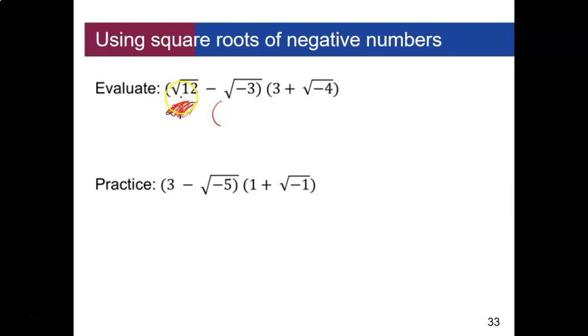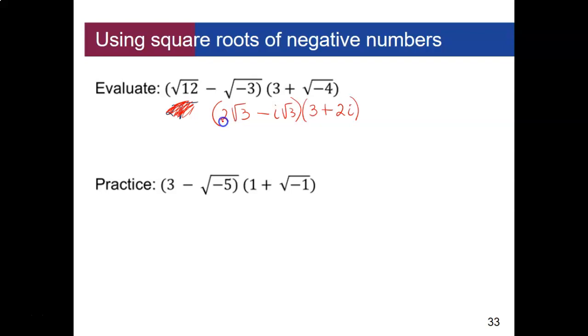So if I'm looking at the square root of 12, this goes back to simplifying radicals. So this is going to be 2 on the square root of 3. This one is going to be, we've got the negative, so it's going to be i on the square root of 3. We'll keep the 3. And then this is going to be, we've got a negative under the radical, so this will be 2i. Now, once we've done that, we can actually FOIL this out.